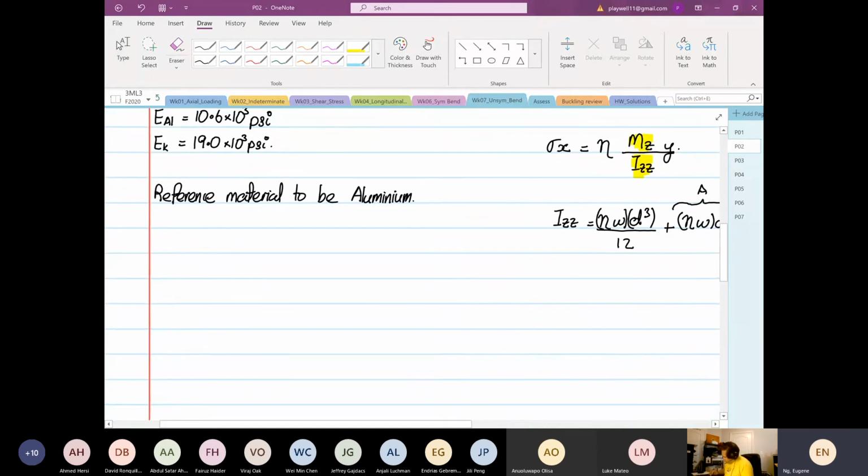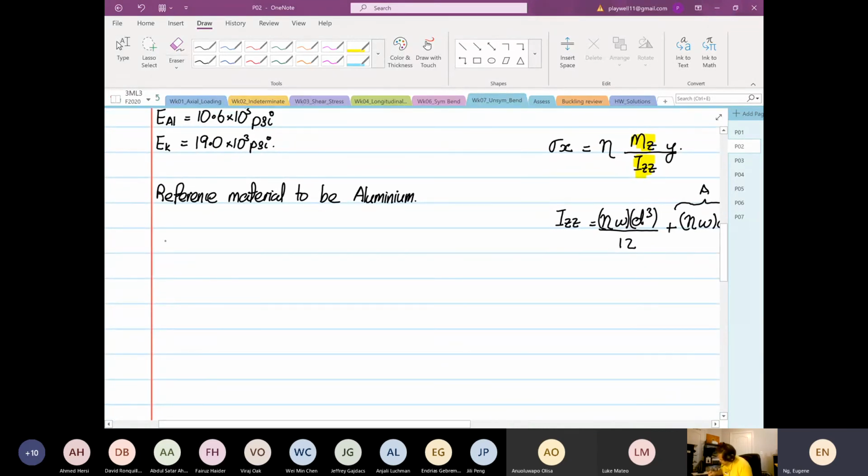So now we know that the N of aluminum is equal to Young's modulus of aluminum divided by Young's modulus of aluminum. So this is equal to 1. And then the N of Kevlar is equal to Young's modulus of Kevlar divided by Young's modulus of aluminum. So this will be equal to 19 times 10 to the power 3, divided by 10.6 times 10 to the power 3.